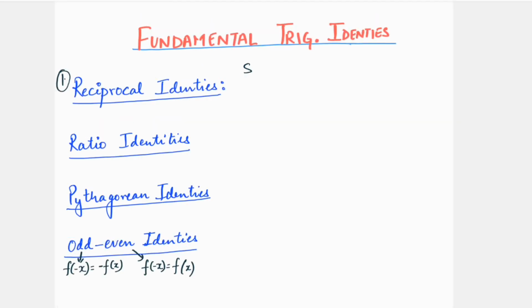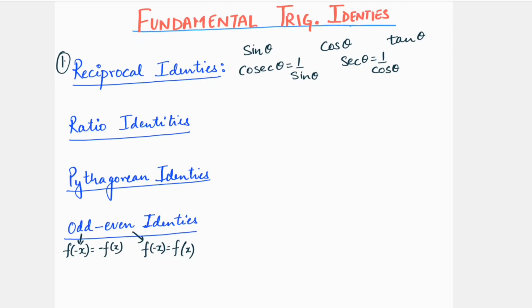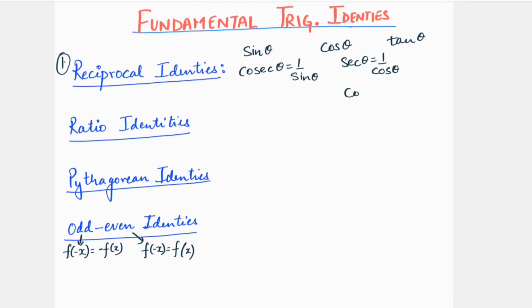So we know that we have sine theta, cosine theta and tan theta, and these three functions also have their reciprocals. So we have cosec theta, which is 1 over sine theta. Then we have sec theta, which is 1 over cosine theta. And the last one is cot theta, which is 1 over tan theta. So we have these three new reciprocal identities that we will be using.